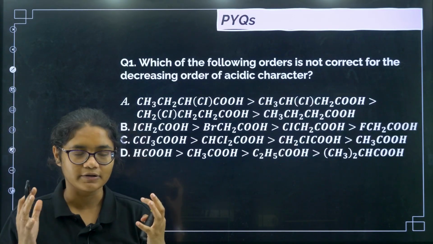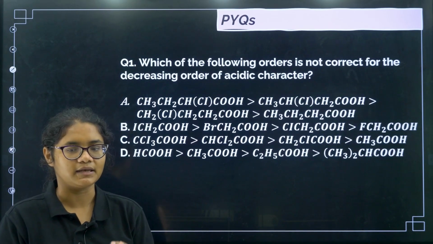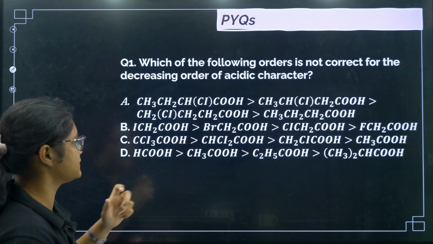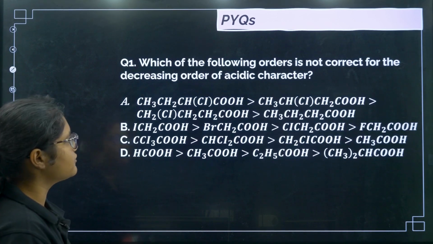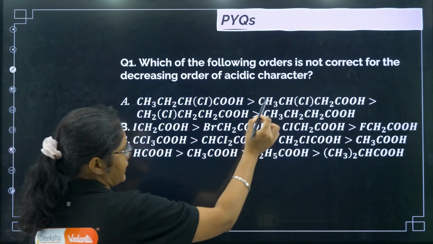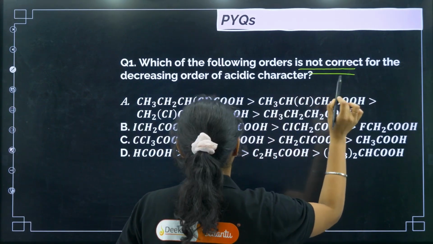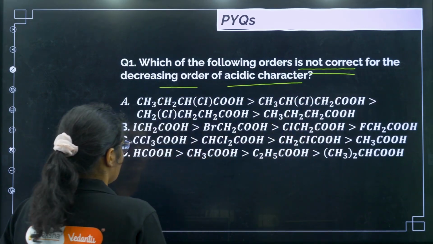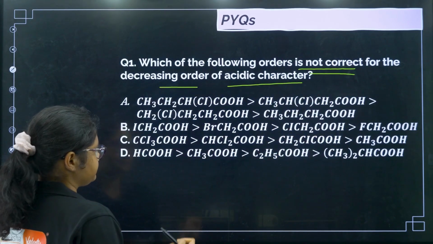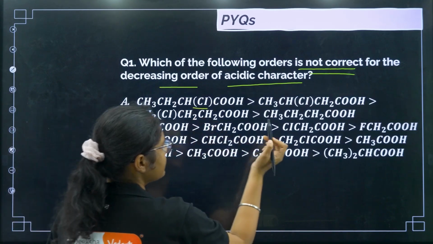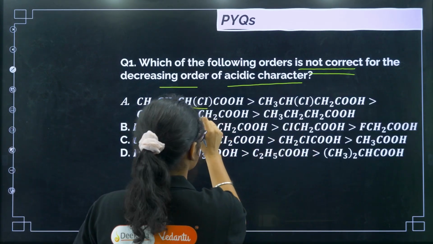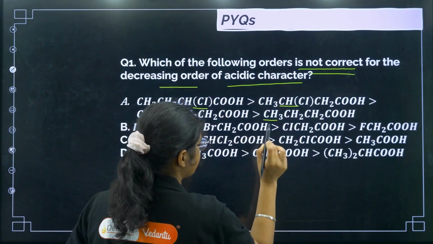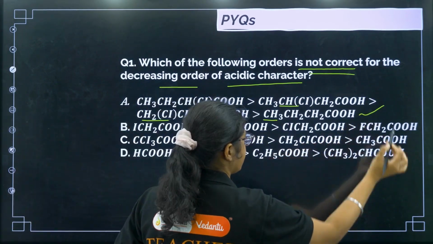Most questions are on the acidic order, because in previous years many questions have been asked from the acidic order concept. So we will practice a lot of questions on it. Which of the following orders is not correct, in decreasing order of acidic character? Here chlorine is on the first carbon, here on the second carbon, here on the first carbon, and here there is no chlorine. So this order is correct.